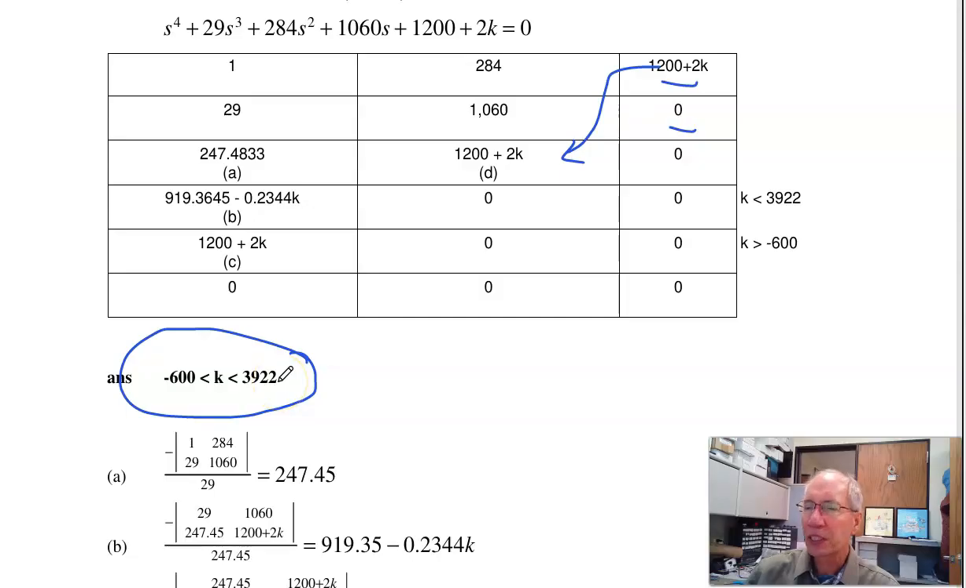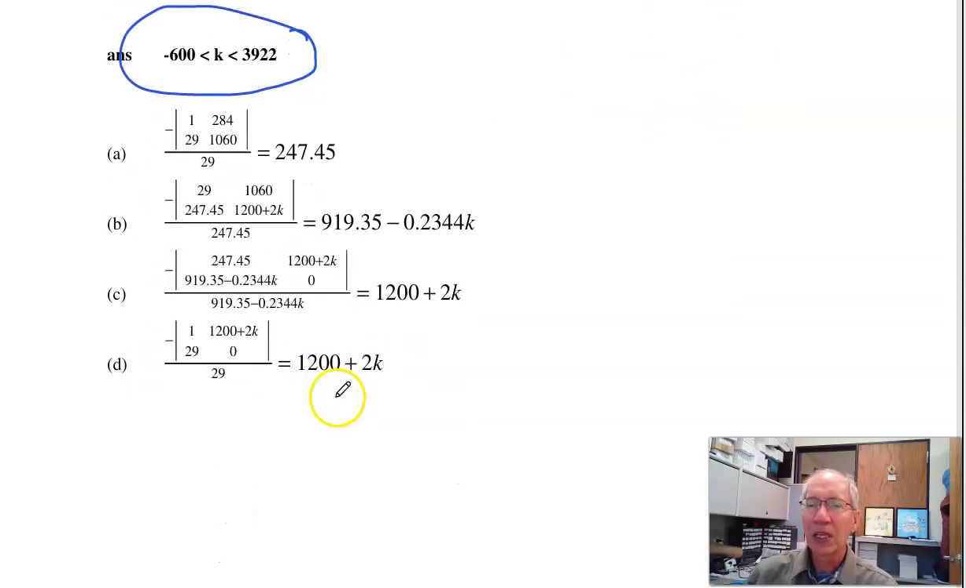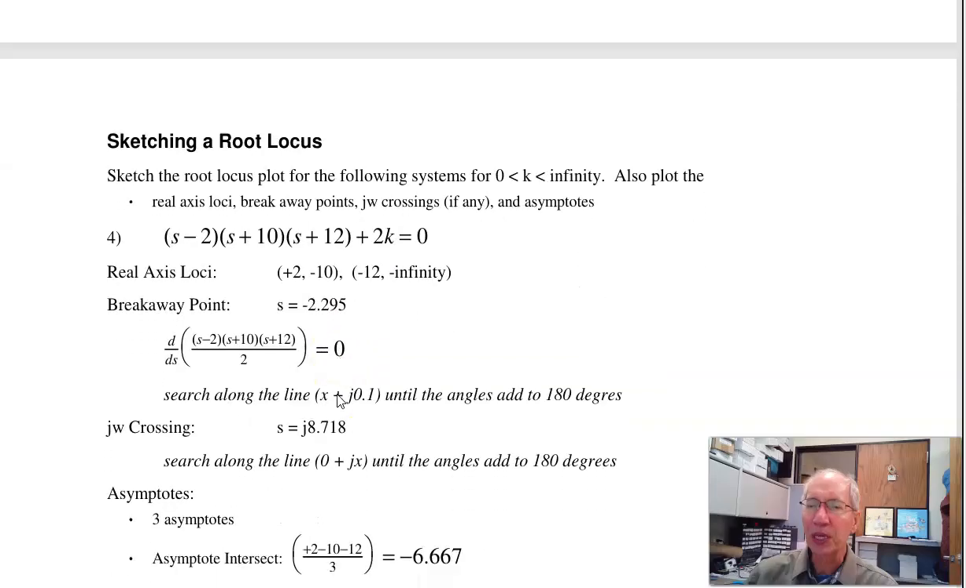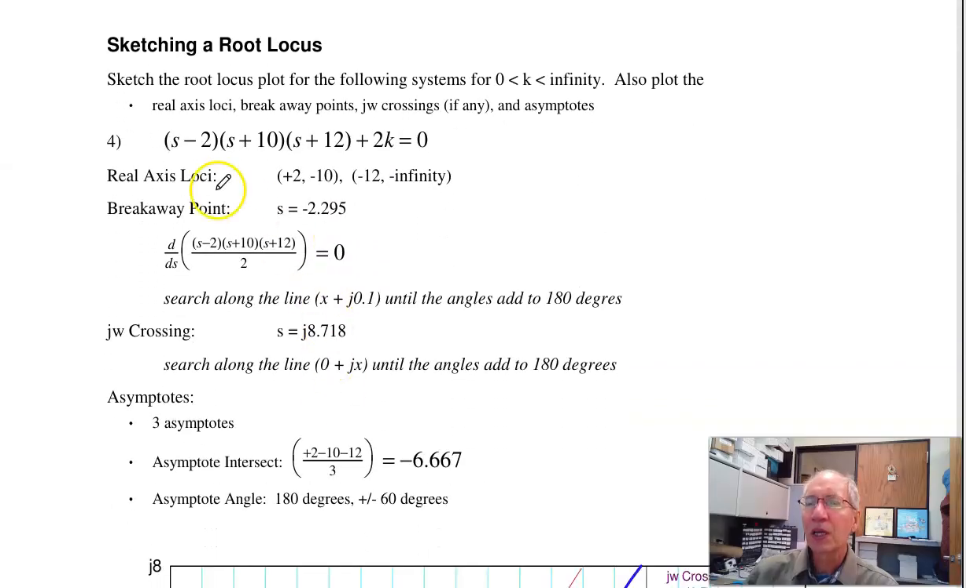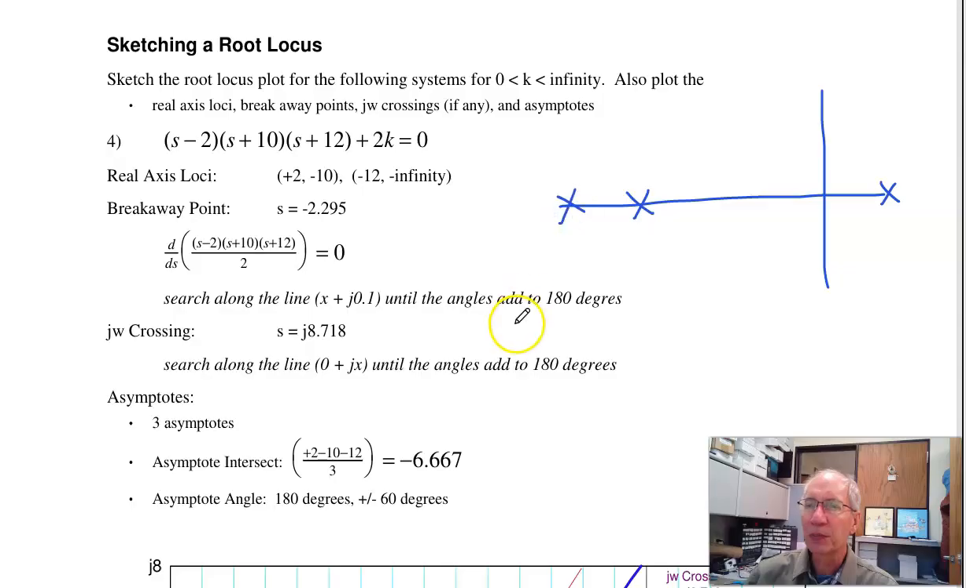What Routh criteria doesn't tell you is what range of k gives you a good response. It just says stable. To get a good response, use root-locus plot. On the root-locus, if I have this cubic, what I would do initially is start with the open loop poles. When k equals 0, the roots are at minus 2, minus 10, minus 12.